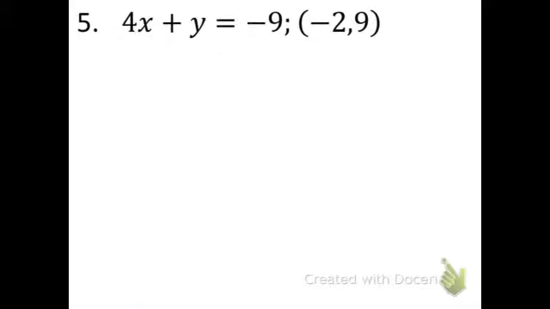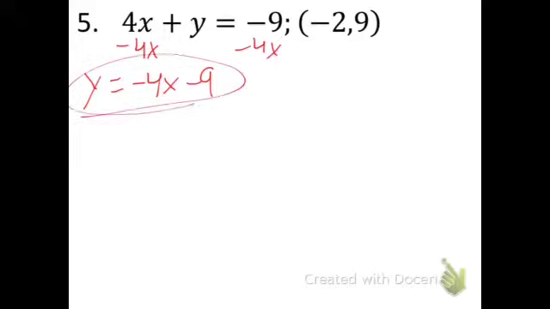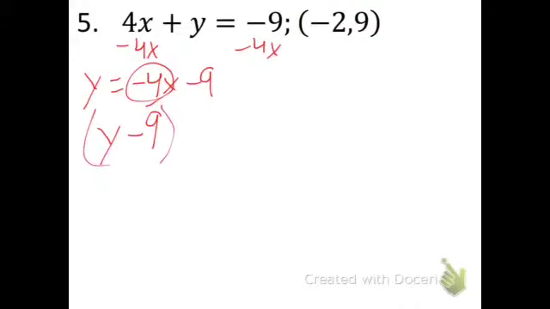Moving on to 5, I need to get y by itself again, so I'm going to subtract 4x from both sides to get y equals negative 4x minus 9. And so this is my original equation. I'm just going to use the slope there, that's negative 4. And I'm going to use that point there to get my new line. y minus 9 equals negative 4 times x minus negative 2. That becomes adding a positive.